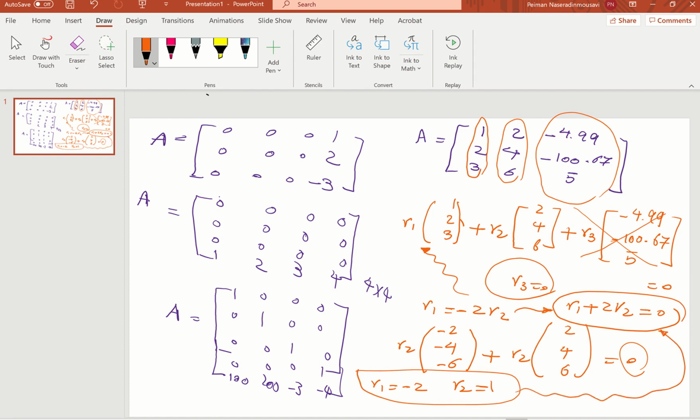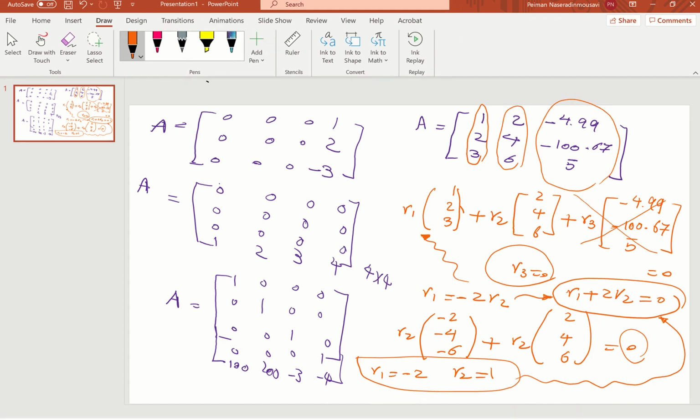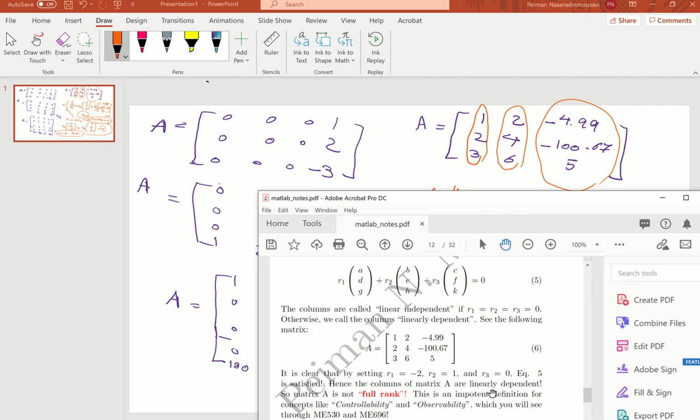R1 is minus 2 plus 2 is 0. So you see that R1 and R2 are not 0. So the columns of this matrix are linearly what? Linearly dependent. Okay. So the columns of the matrix A are linearly dependent. So matrix A is not full rank when your matrix rows or columns are not linearly independent. Your matrix is not full rank.